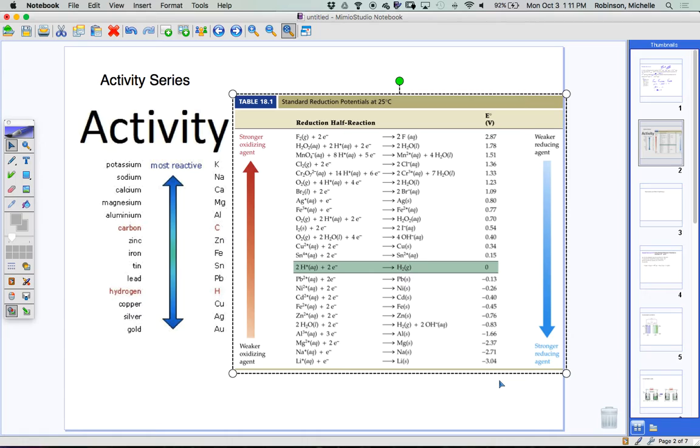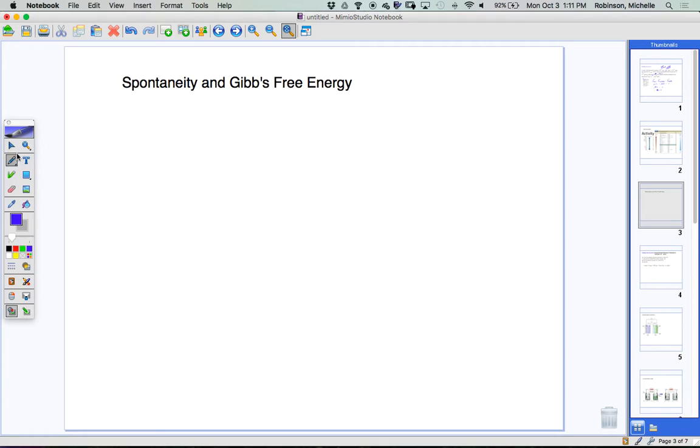Okay, it doesn't mean that it happened fast. It just means that it happened without outside help. Okay, they just go. So spontaneity, make sure you know that spontaneous means that it reacts without outside help. Basically, it's going to react.